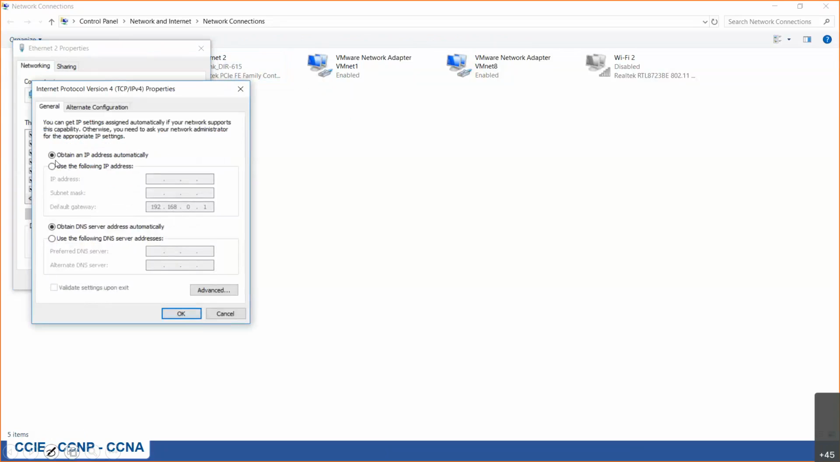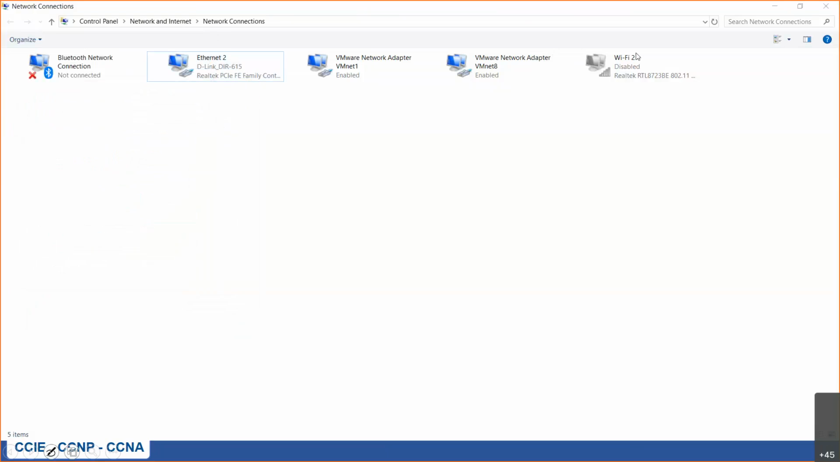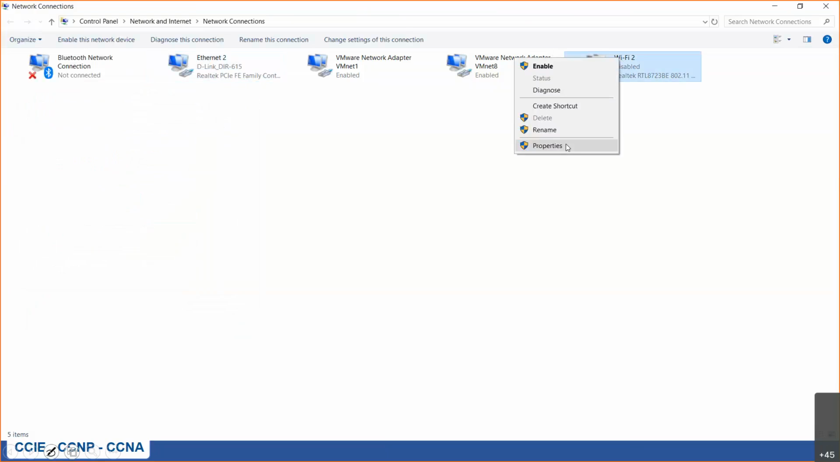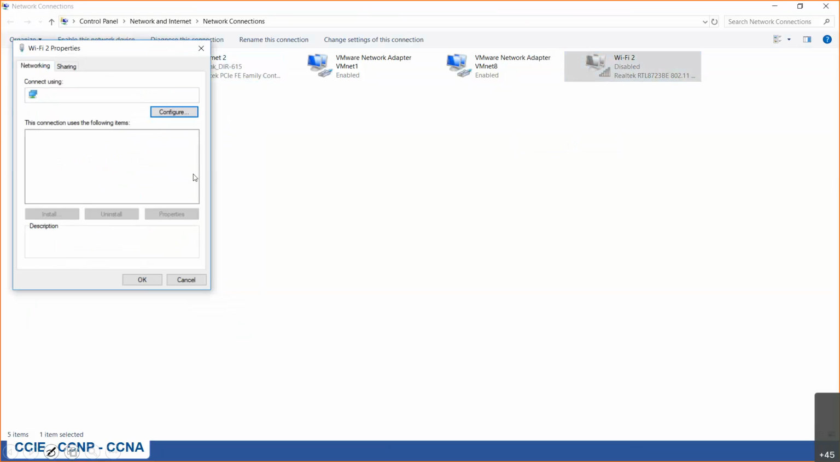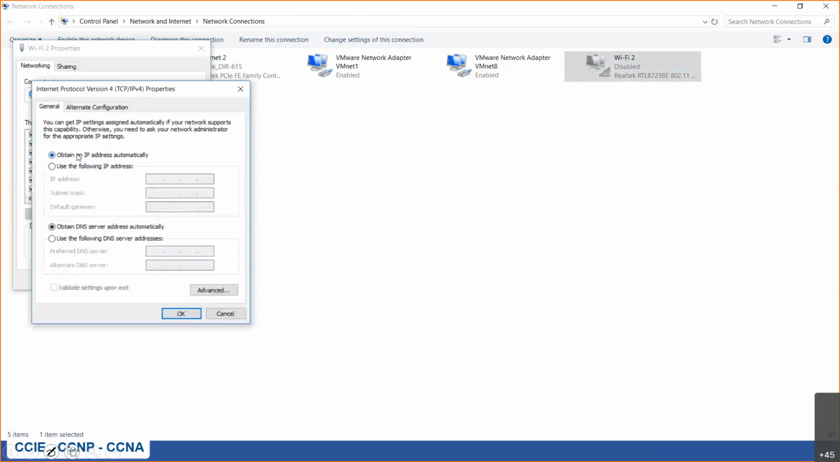So what is showing here? Obtain an IP address automatically, right? It means it gets an IP address automatically. Now if I change the IP address, the session will end and I'll lose the internet, so I'm not doing this. You also shouldn't do that, because your internet will be lost. So we'll take another adapter, the wireless. Properties, click on IPv4, Properties. Select use the following IP address. Then you can use your own IP address.